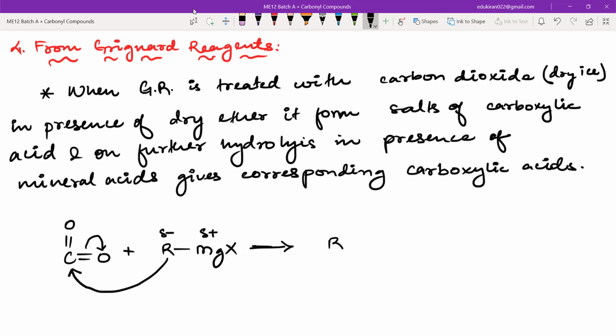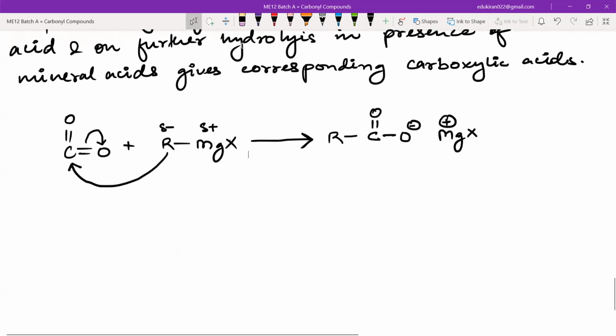You have R C double bond O, and there is an O negative, and then there is MgX, and this has a positive charge. A negative anion, then a cation. This is a salt, or we also call this the addition product, because we are breaking a pi bond between the carbon and oxygen. The R group is attaching on the carbon atom, and the MgX is near the O negative ion due to electrostatic pull. So this is the product, the salt of the carboxylic acid.